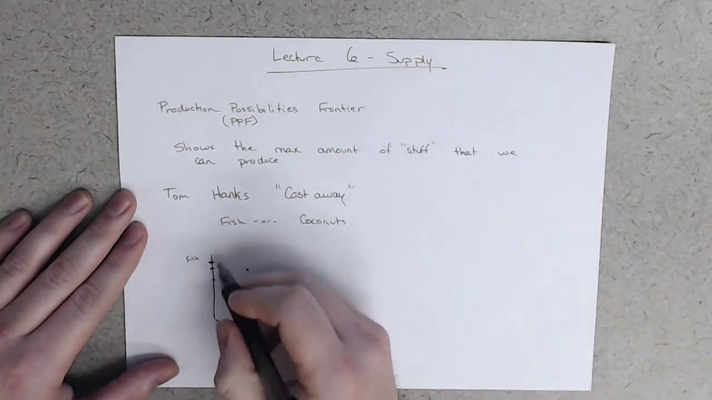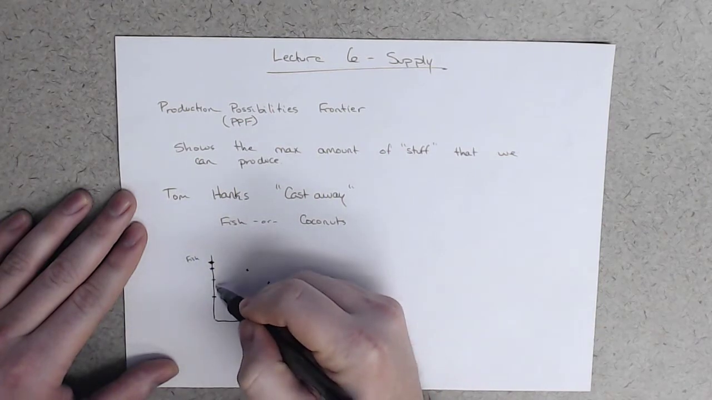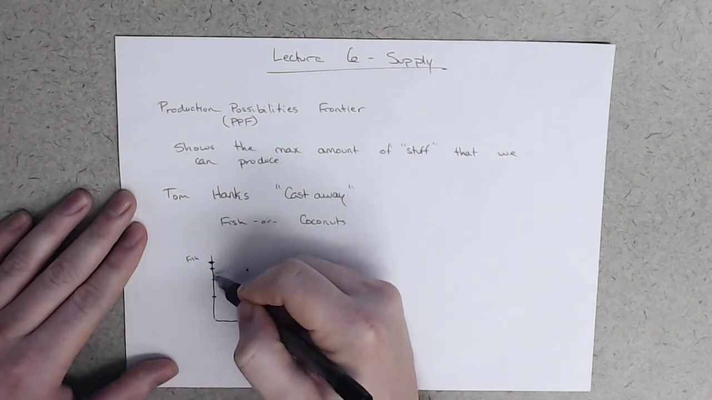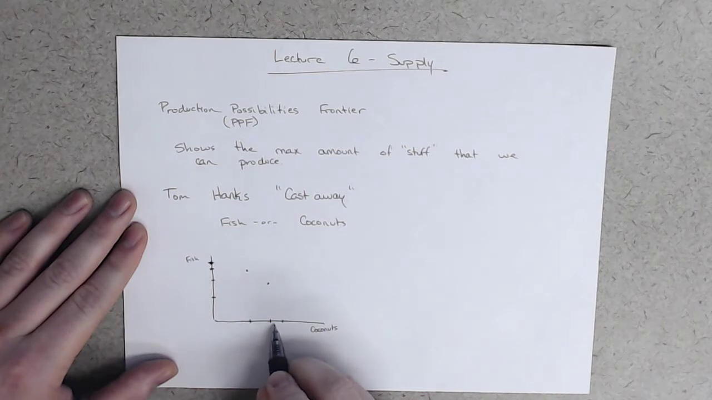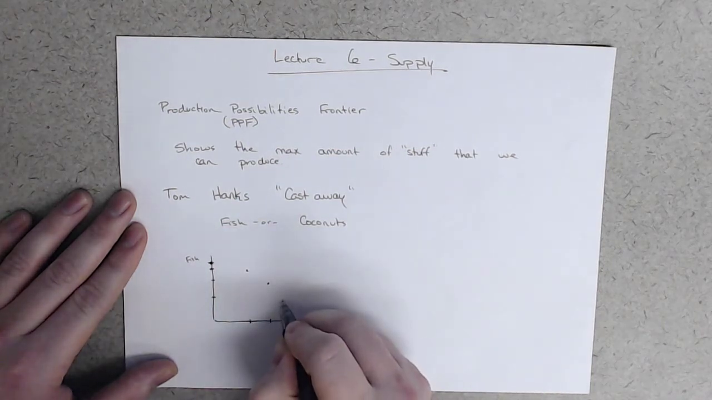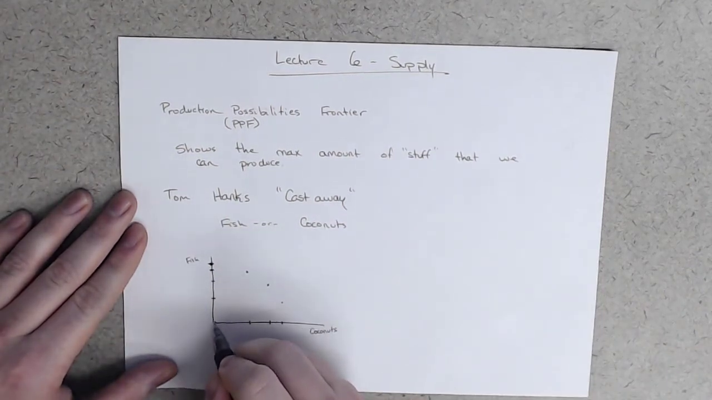And let's say he continues, so he gives up his third worst fishing spot, okay? So notice that this distance here is bigger than this distance here, and he goes to his third best coconut field, right? This distance here is smaller than this distance here. Okay, and so we plot another point right there. And then let's say finally he says, you know what?